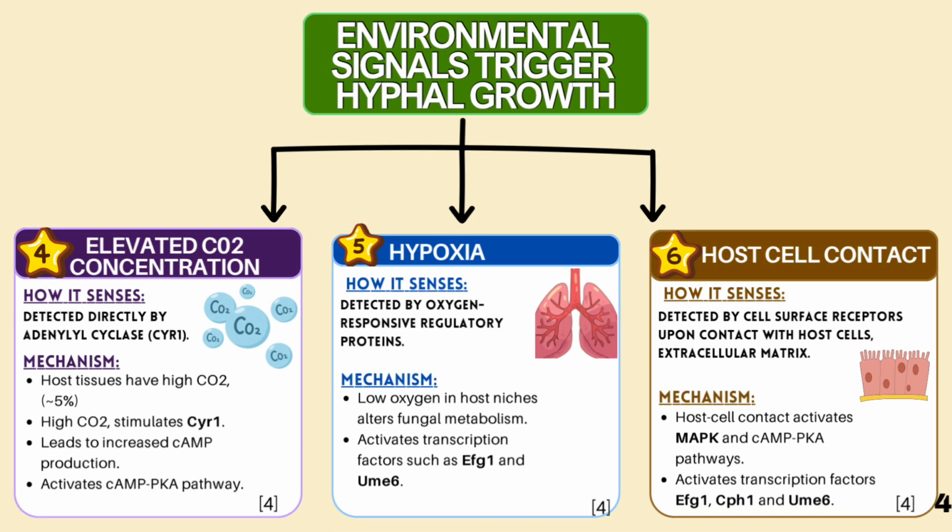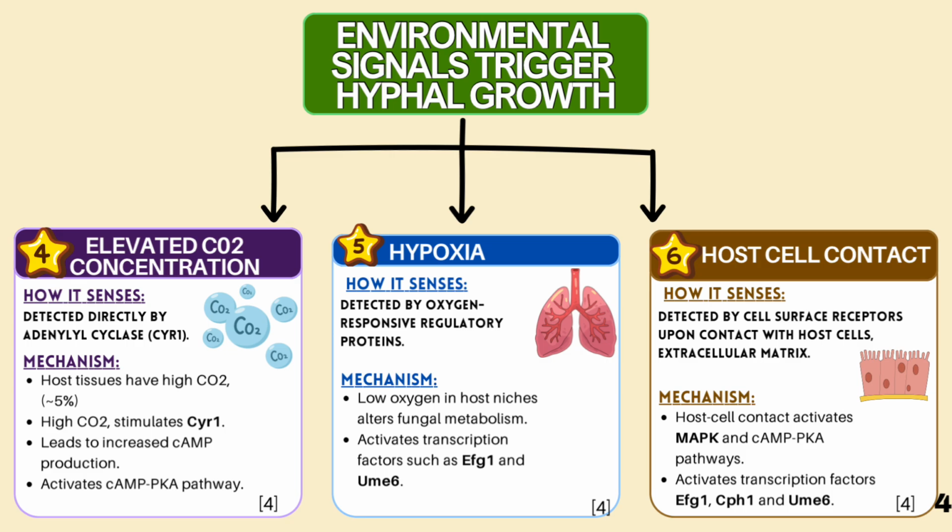The fourth environmental signal is elevated carbon dioxide concentration. Human tissue contain approximately 5% carbon dioxide. This increased carbon dioxide concentration is detected directly by CYR1. The activation of CYR1 again increase cAMP production, which activate the cAMP-PKA signaling pathway. As a result, hyphae growth is promoted.